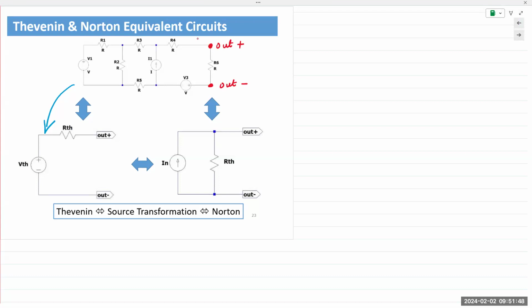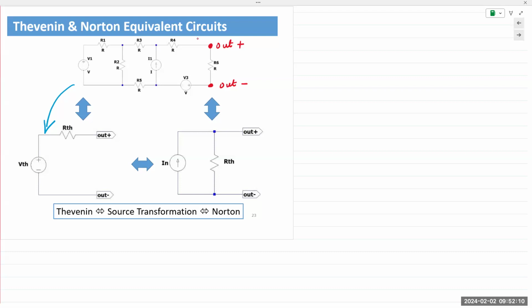So the theory postulates that you could take this entire circuit outside of R6 and represent it with a single voltage source and a resistance in series between those open terminals. This out plus and out minus is simply a notation. It could be X and Y, it could be A or B, it could be anything.